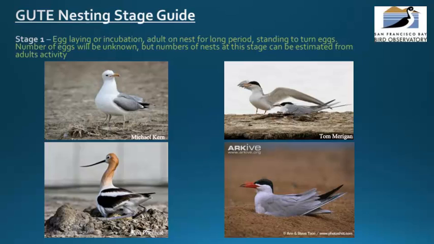Stage 1 will consist of egg-laying or incubation. The adults will likely be on a nest for a long period of time, or standing at a nest to turn eggs. It can be difficult to distinguish an incubating adult from a roosting one, so you may have to watch it a while to look for behavioral cues.